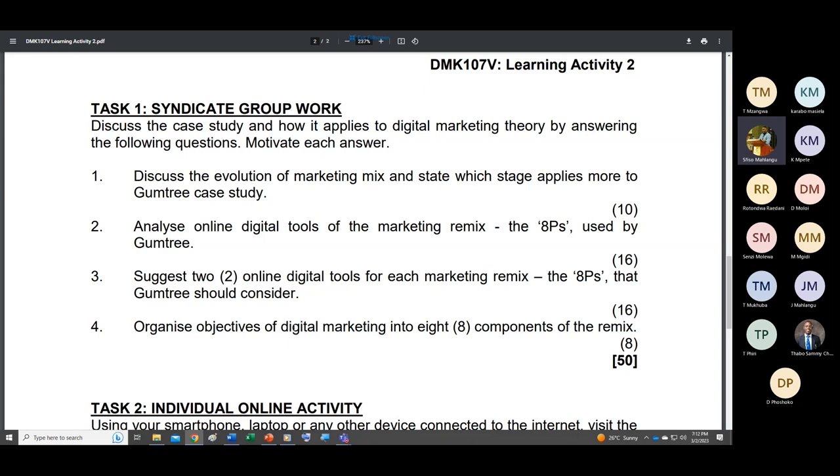And then organize objectives of digital marketing into 8 components of the remix. So you'll remember it, under each slide, we had, for example, product, and there was an objective for a product, meaning we want to offer interaction, we want to offer engagement, and under price, we want to offer basically a range of purchase options. That's our objective. Under place, alternative locations, and we motivate our answers a bit there.